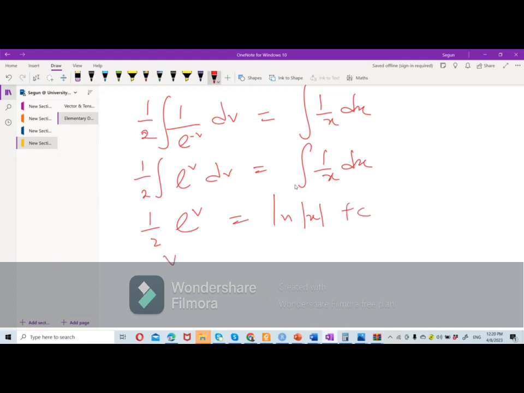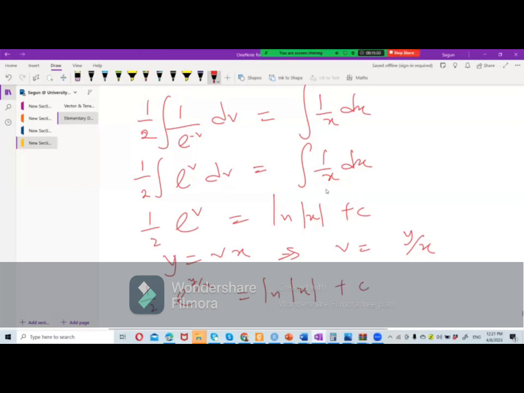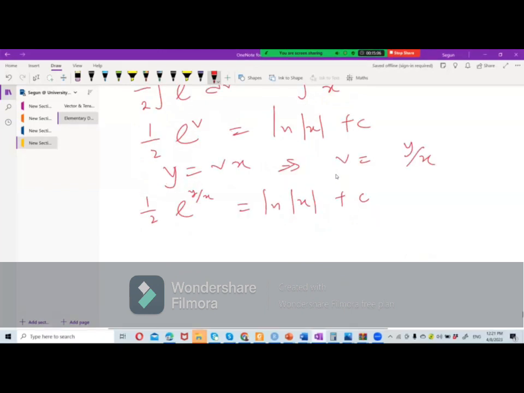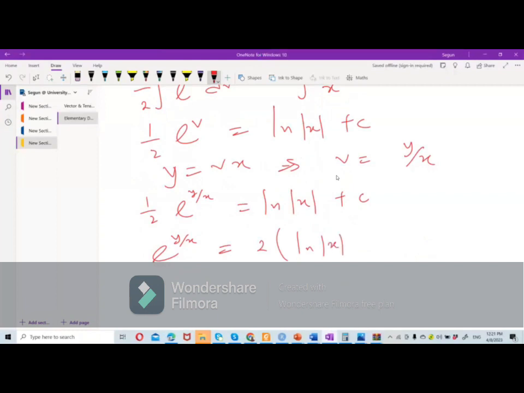But our y is equal to vx, which implies v is equal to y over x. So 1 all over 2 exponential y over x equals ln x plus c. So we can multiply both sides by 2. We have exponential y over x equals 2 in brackets ln x plus c.